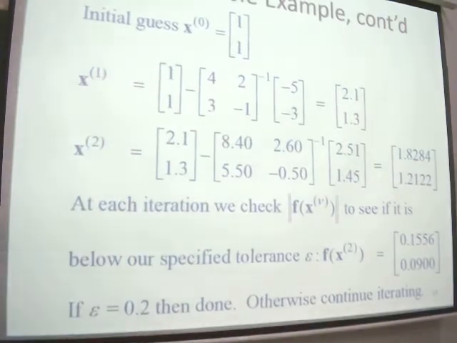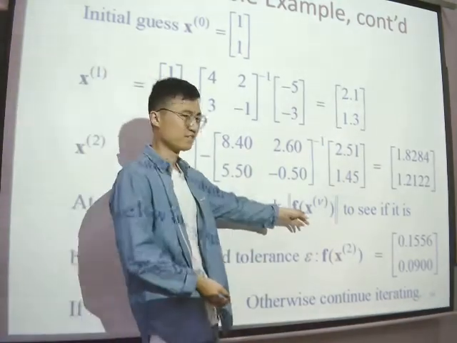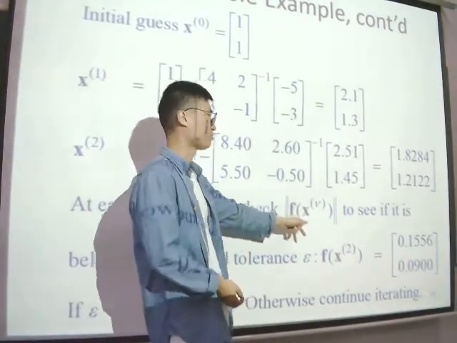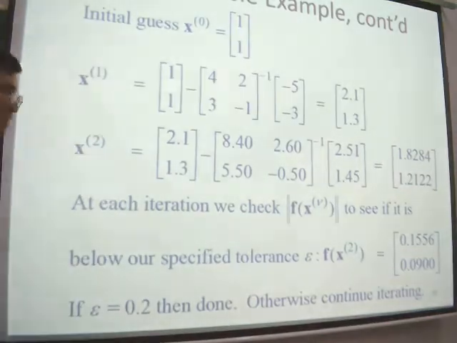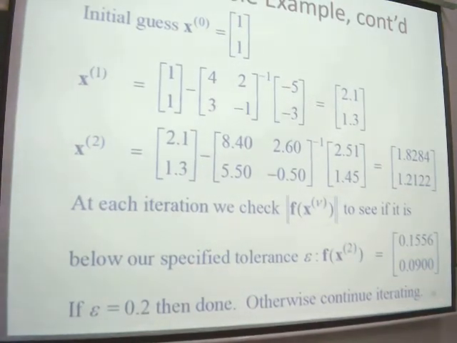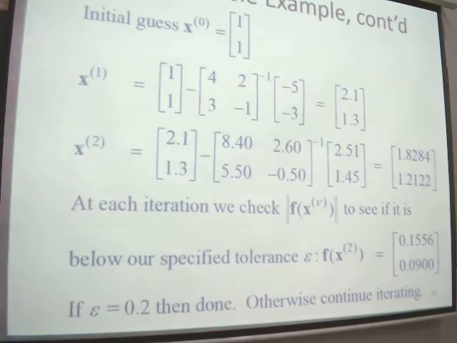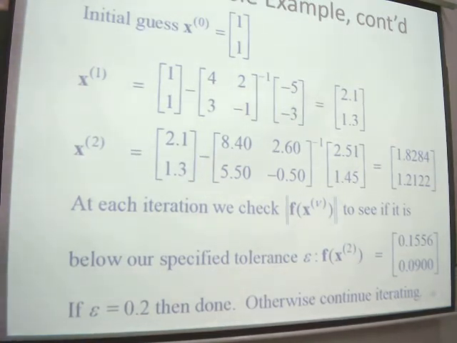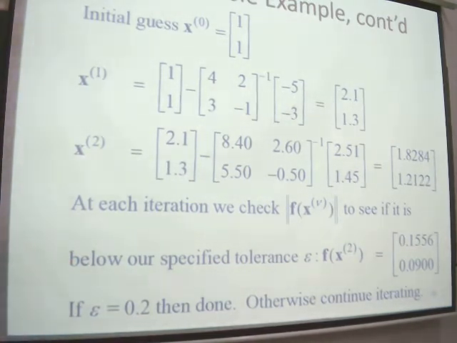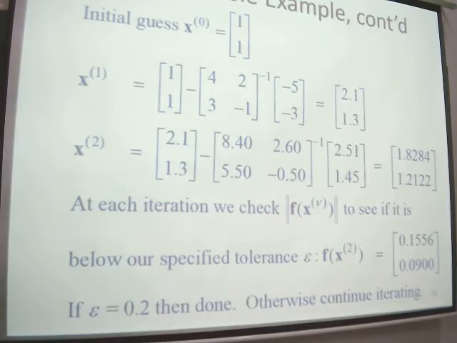And at each iteration, we check the stopping criteria, right? So we check whether f(x(k)) is less than the stopping criteria. When it is, the iteration will be stopped and you get the final solution.